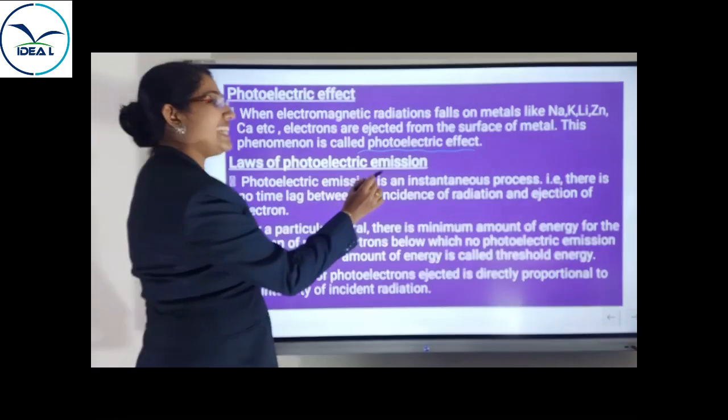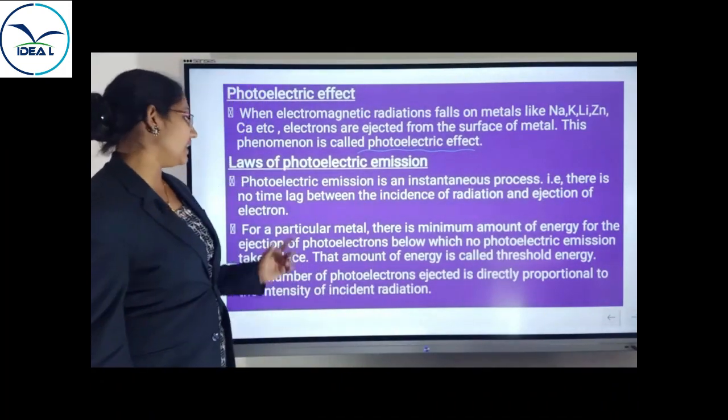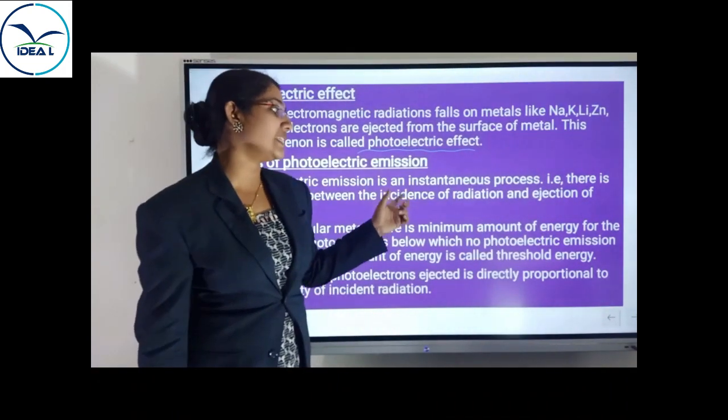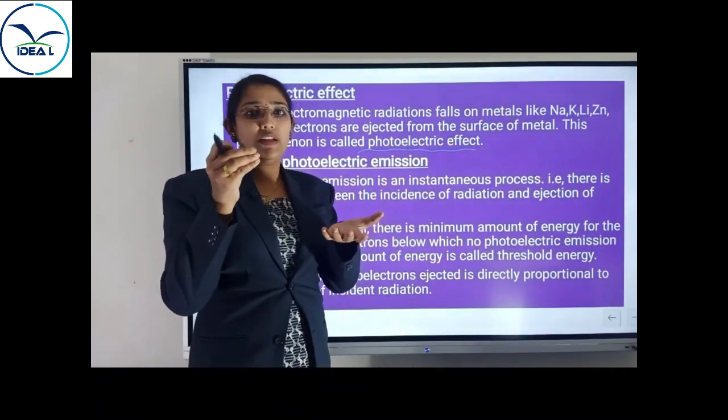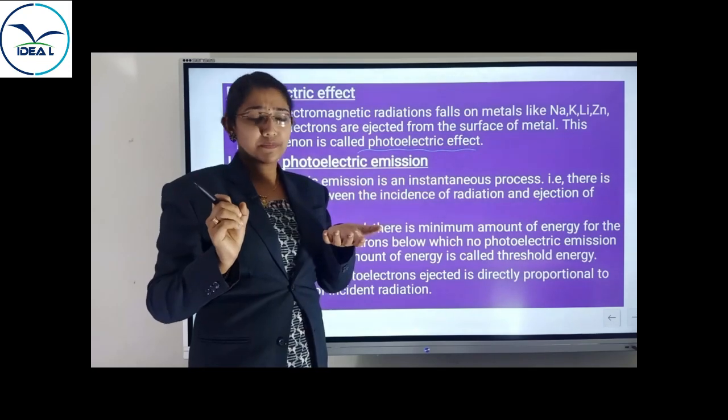Photoelectric emission is an instantaneous process, that is there is no time lag between the incidence of radiation and ejection of electron. Instantaneous process, what is meant by instantaneous process?